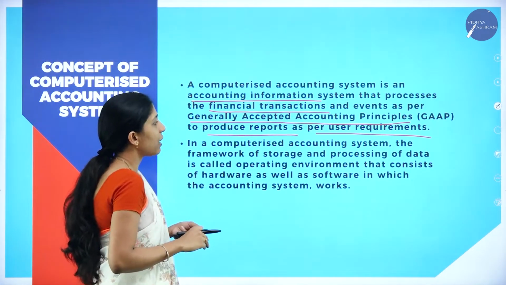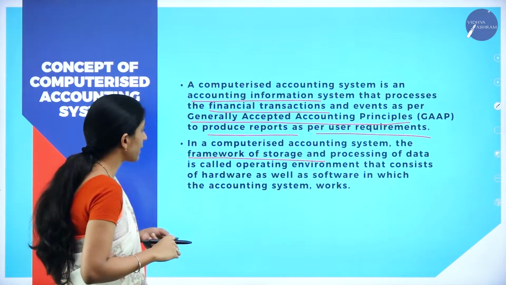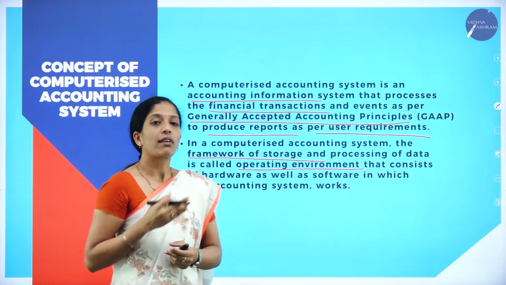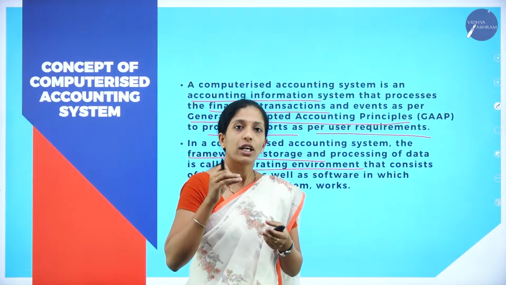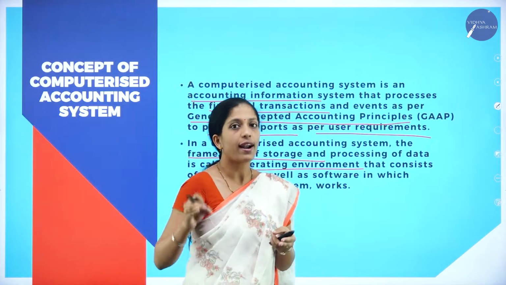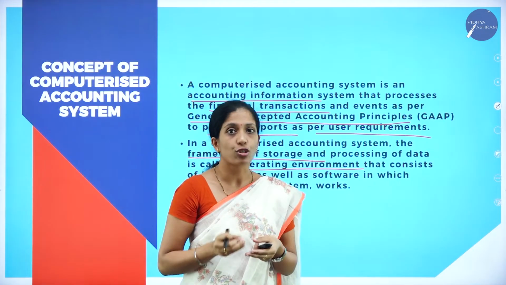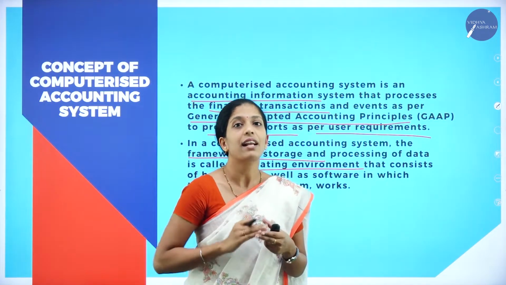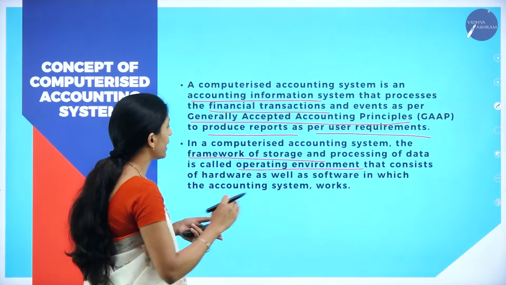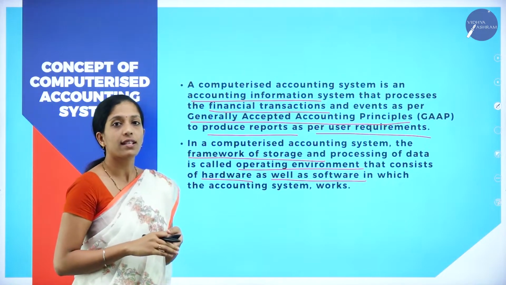In a computerized accounting system, the framework of storage and processing of data is called the operating environment. Whatever data is fed into the computer will be stored as well as processed in the computer system, which is called what? The operating environment. That is the environment in which the computer stores the data as well as processes the data into meaningful information. The operating environment consists of hardware as well as software in which the accounting system works.